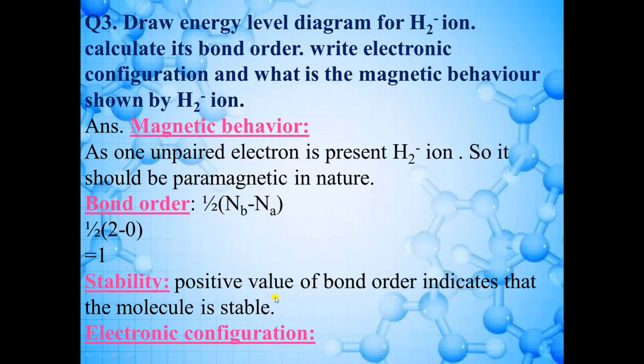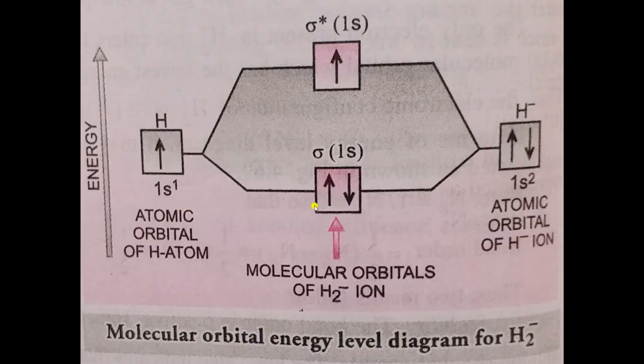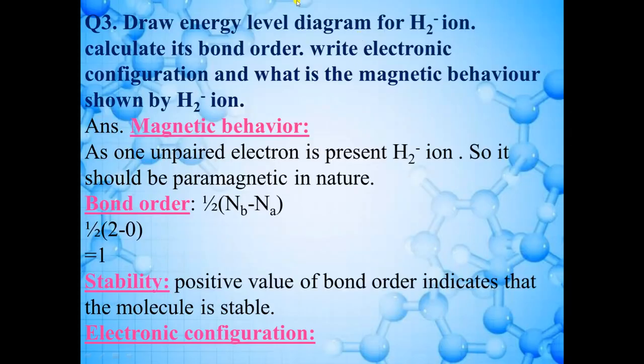Now we will write the electronic configuration. The electronic configuration of H2 negative ion is sigma 1s2 sigma star 1s1. Why? Because 2 electrons are present in sigma 1s and 1 electron is present in sigma star 1s. Okay. So these are the 4 things which you have to mention in the question.